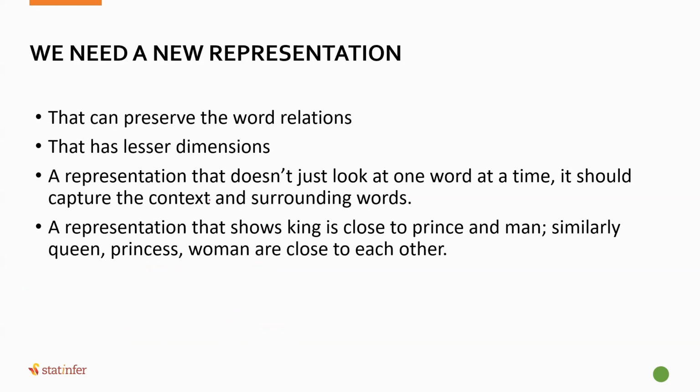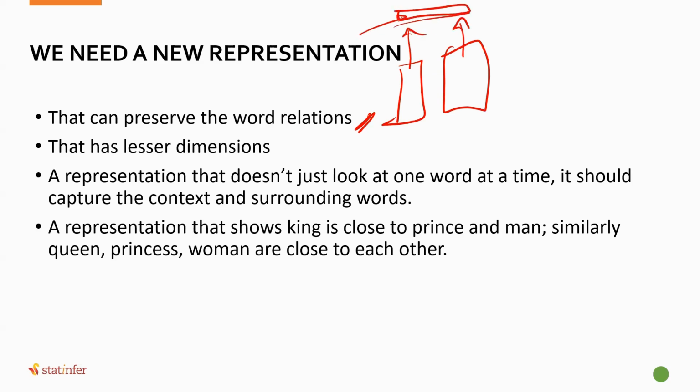That is why we need a new representation, a new representation that can preserve the word relations. Two words that are connected, two words that are in the same context, they should have the same type of numerical representation that has lesser sparsity, lesser dimensions, and most importantly, it has to preserve the context. Context is the keyword that we need to understand. Somehow context needs to be preserved.